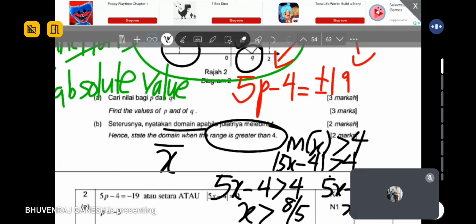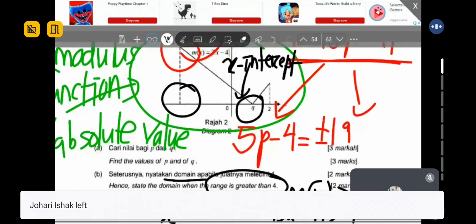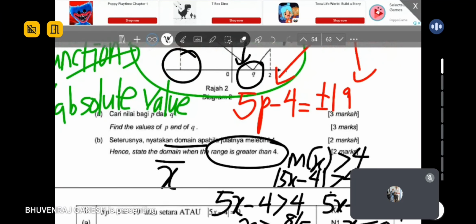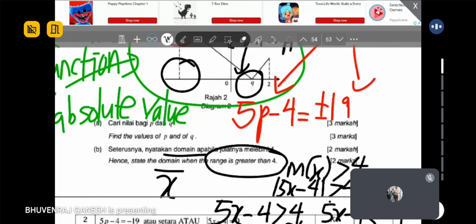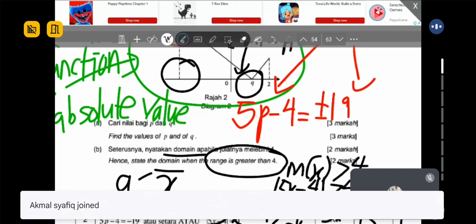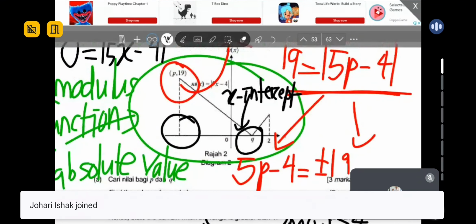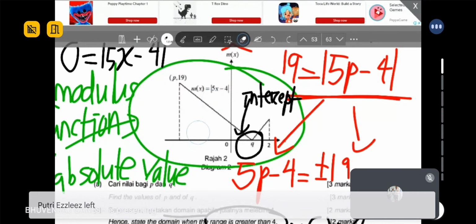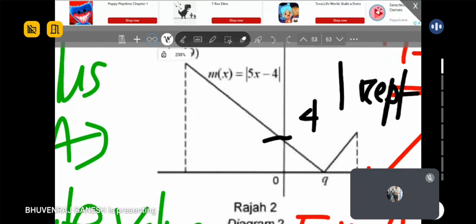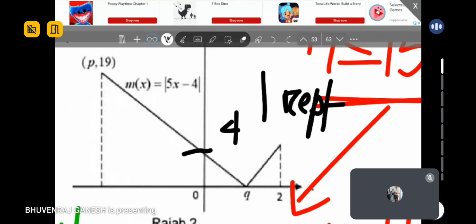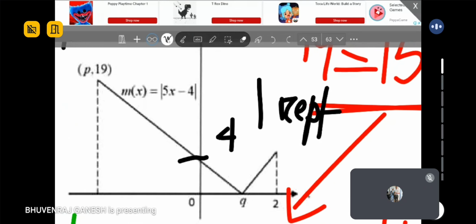Ini jawapan kamu. Okay, but now you must see carefully. Kena lihat betul-betul. Okay, so they want your range greater than 4. So for the domain, you must also give the answer in the form like this. Kena bagi jawapan macam ni untuk domain. Do you understand? So you need to know what is the A value and also the B value. Okay, now, since they say range greater than 4, right? This is 4. Am I right? Nilai ni 4. Your y-intercept. So m(0) equal to modulus negative 4. So sama dengan 4.